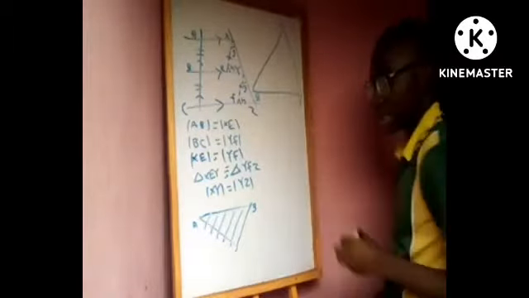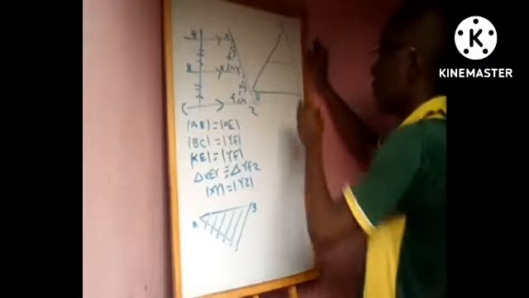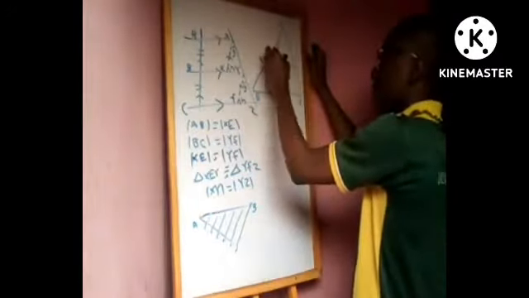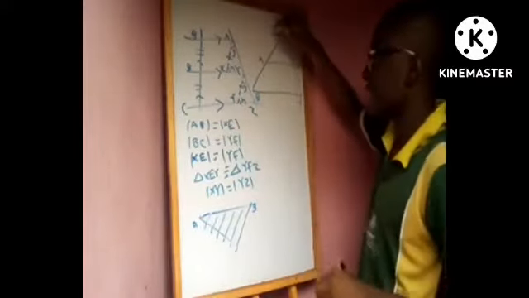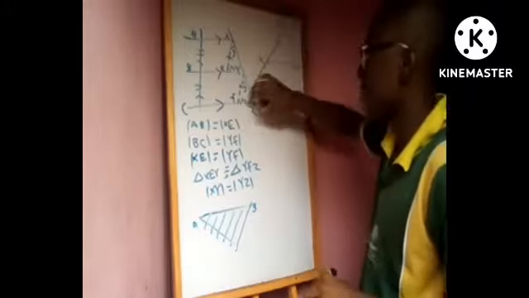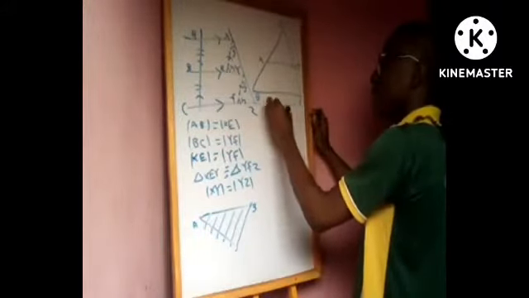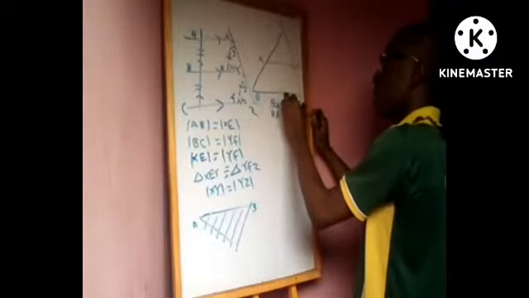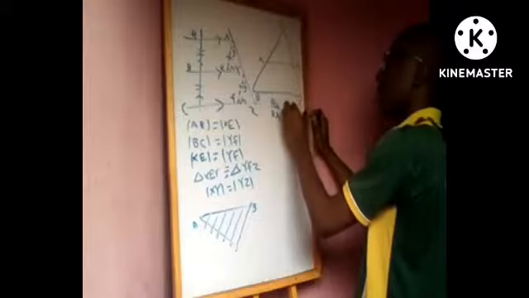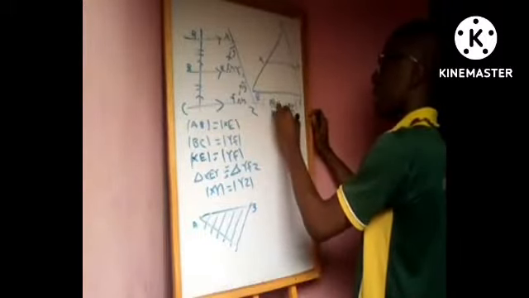that means if line XY is drawn parallel to line BC, it will divide AB and AC in the same ratio. That means AX over BX must be equal to AY over CY. So this is what we are trying to prove here. Let's see how we can prove it.